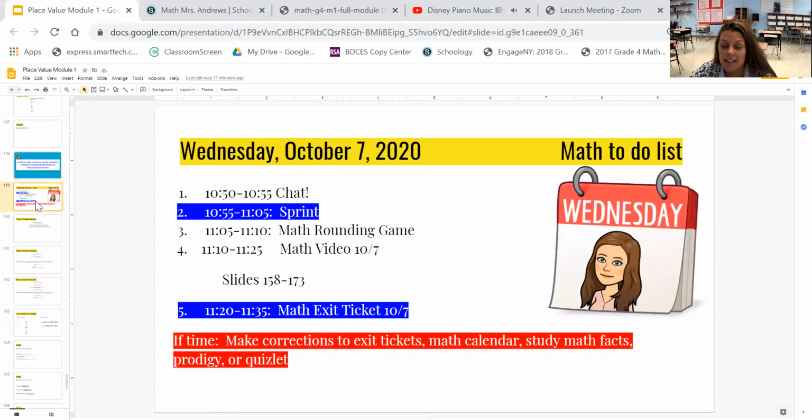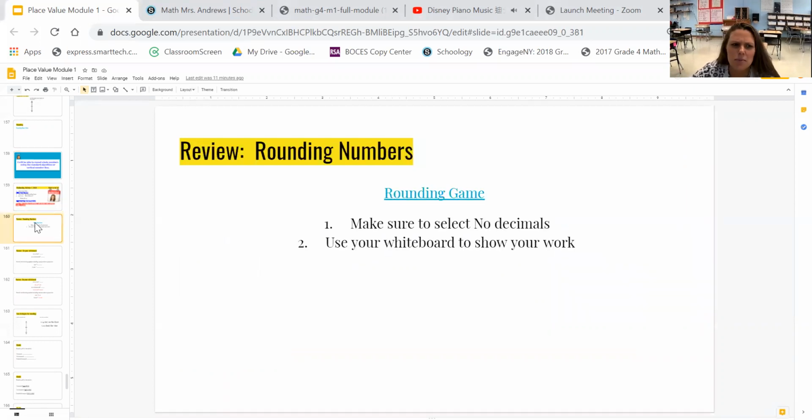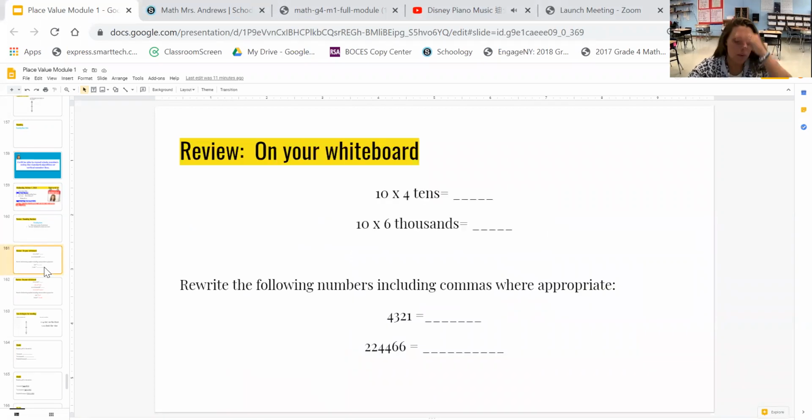So we will have an exit ticket today, and we are going to play a quick rounding game. You maybe already played the rounding game, so I'm not going to show you how to play it. But on your whiteboards right now, we're going to do a little review, and I'd like you to solve these 4 questions. The first ones are patterns of 10, and then the next ones are just putting commas where they belong. Remember our cha, cha, cha slide? So go ahead, pause your video, and work on these 4 review questions.